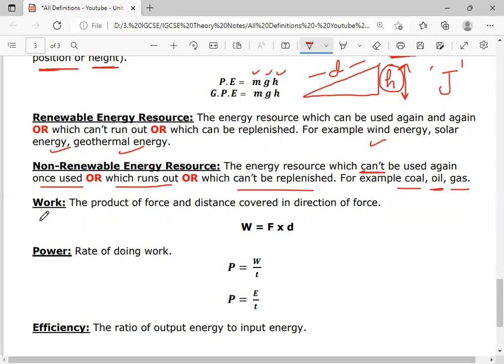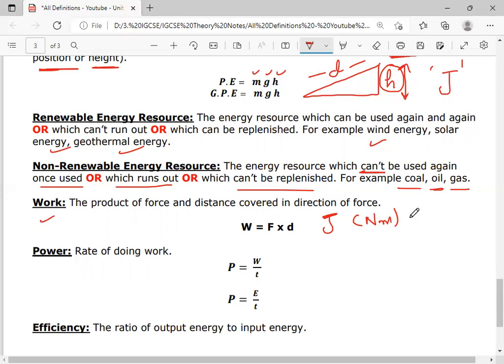Then here comes the definition of work. The product of force and distance covered in the direction of force is called work. So its unit will be joules. Never ever write the unit of work as Newton meter, although its equivalent unit is Newton meter, but we have specified the unit Newton meter for the moment of force.